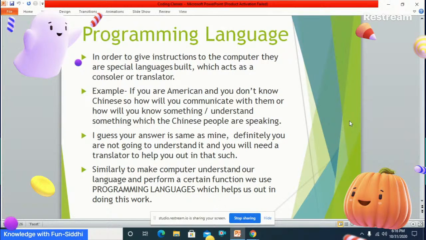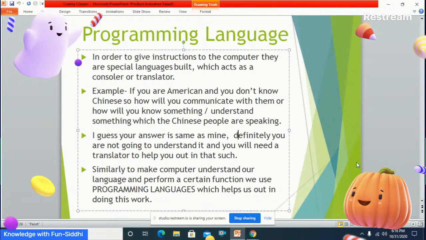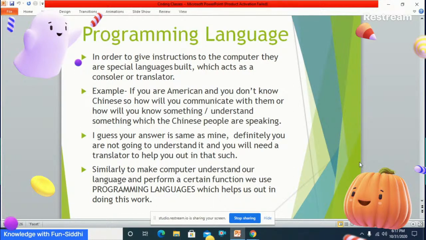So first of all, our instructions go to the programming language. The programming language translates them and then delivers them to the CPU. So it means that the programming language takes our language, what we input in the computer, translates it into the computer language and then transfers it to the CPU, and then the CPU can understand what the humans are trying to say.